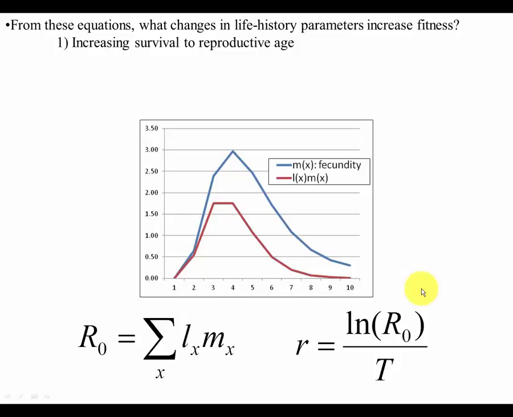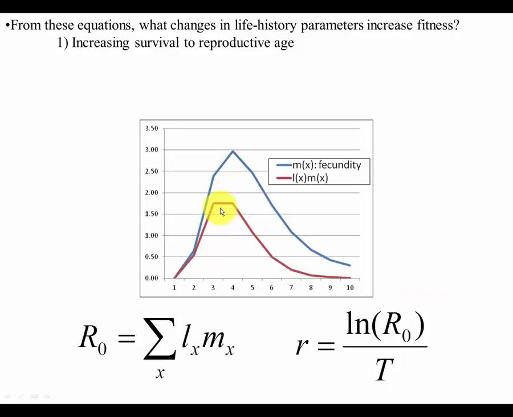And it's pretty obvious what some of these changes that would maximize fitness are, although there are some subtle effects that we'll want to keep in mind. Obviously, one of the most important things for increasing the lifetime reproductive output of an organism is for it to increase its survival. Organisms that die don't reproduce, and so it's extremely important that organisms survive to reproductive age. And you'll see lots of adaptations in organisms that help them survive to reproductive age.